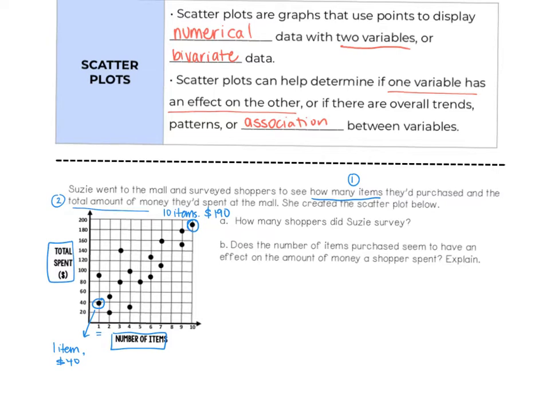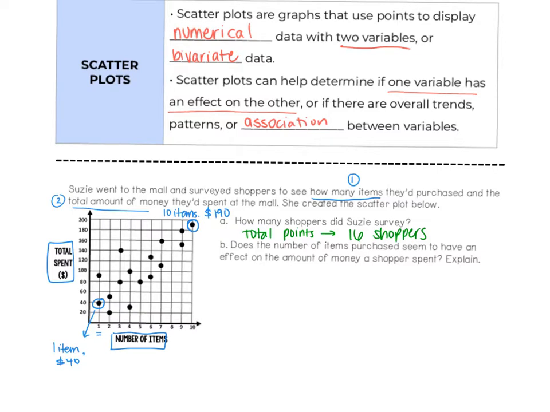Okay, so let's look at the questions they're asking. The first says, how many shoppers did Susie survey? Well, this would relate to the total number of points on the graph. So what we would have to do is count up the points. So let's see. 1, 2, 3, 4, 5, 6, 7, 8, 9, 10, 11, 12, 13, 14, 15, 16. So that would be 16 total shoppers. And if we looked at each point, that would tell us the specifics about each shopper, meaning how many items they bought, how much total money they spent.